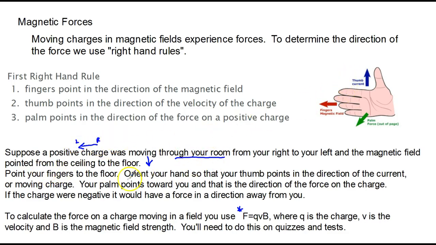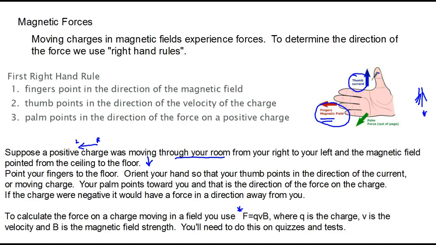Point your fingers towards the floor. Point your fingers in the direction of the magnetic field. Put your fingers to the floor because your fingers are the direction of the magnetic field. And now rotate your hand so your fingers are still pointing down, but your thumb is pointing towards your left in the direction of the velocity of the charge or the current.